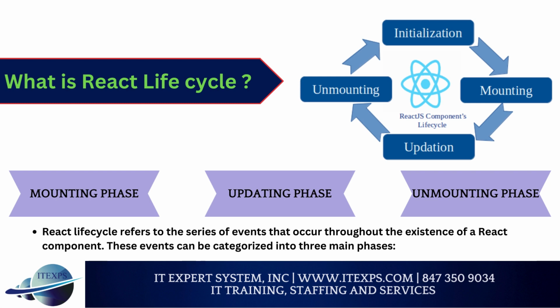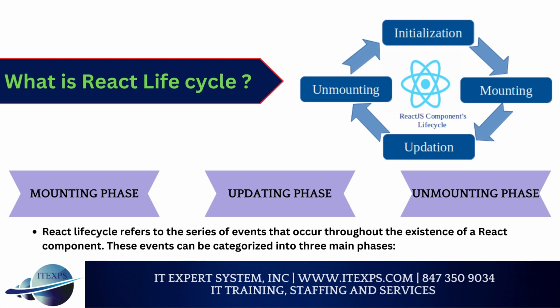Static get derived state from props. This is a static method that is called before rendering when new props or state are received. It is used to update the state based on the changes in props. Render. This method is responsible for rendering the component hierarchy. It returns the JSX that represents the UI. Component did mount. This method is called after the component is rendered for the first time. It is often used for making AJAX requests or interacting with the DOM.